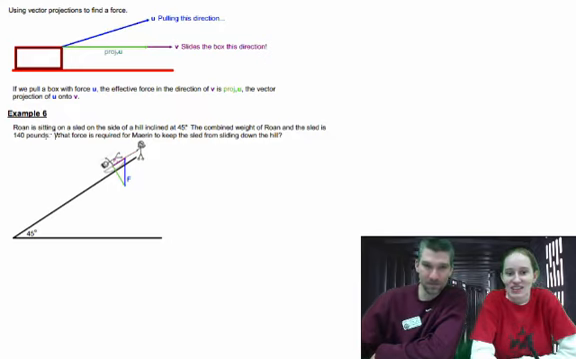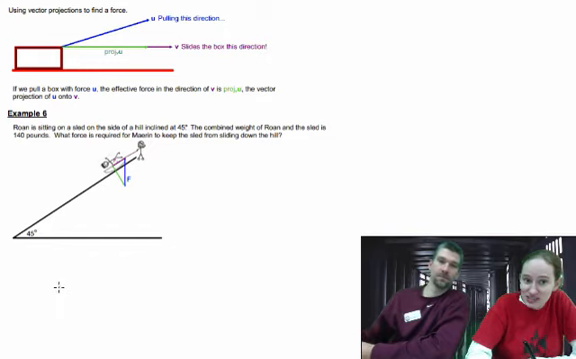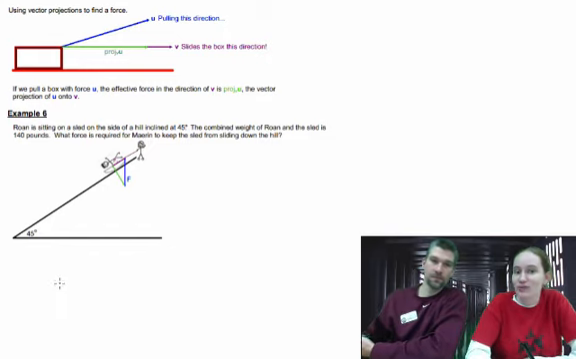Okay, number 6. Rowan is sitting on a sled on the side of a hill inclined at 45 degrees. The combined weight of Rowan and the sled is 140 pounds. What force is required for Marin to keep the sled from sliding down the hill?